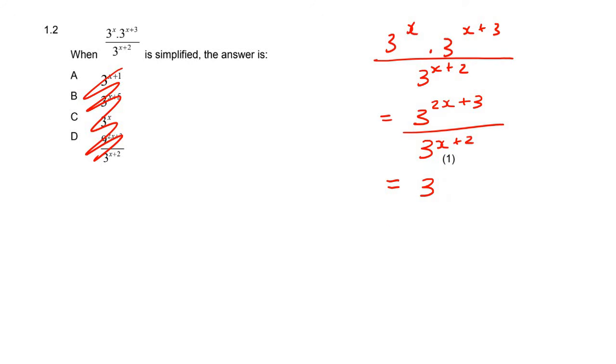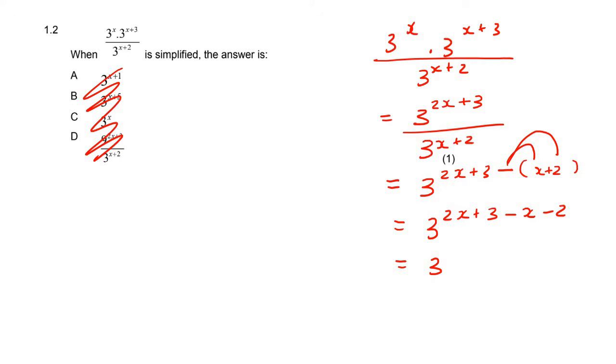Okay, so now we're going to minus them. So we're going to say 2x plus 3 minus this. So because that is 2 terms, I'm going to put it in a bracket so that the minus can go to the x and it can go to the 2. Some learners only give it to the x. So it's going to become minus x minus 2. And if you had to work this out, your 2x minus x would become an x, and your 3 minus 2 would become a 1. And so that is the answer. 3 to the power of x plus 1, which is a.